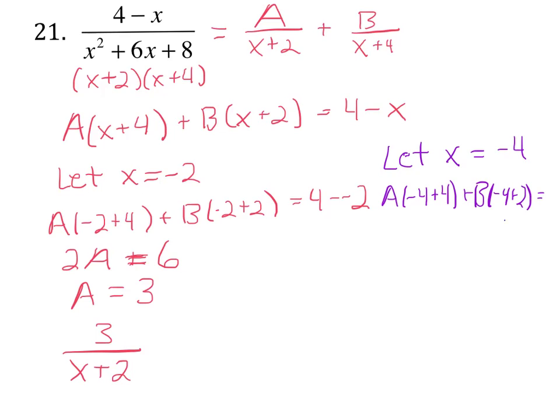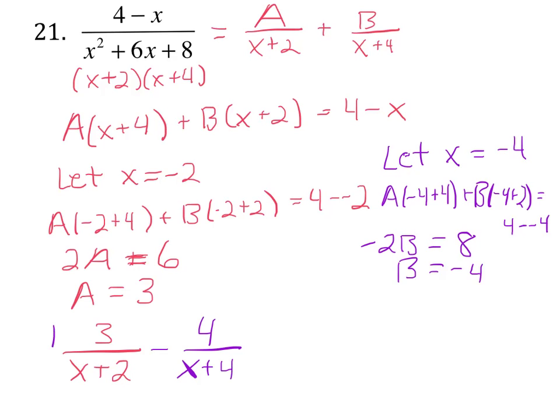Ran out of room. So I will get negative 2b equals 8. So b will equal negative 4. So the second part of my answer will be negative 4 over x plus 4. So these two fractions are my final answer.